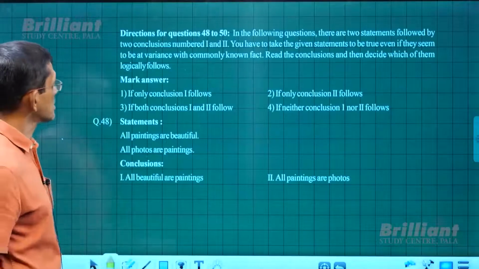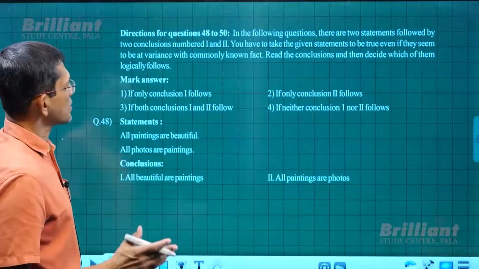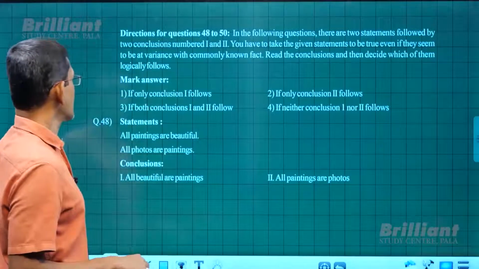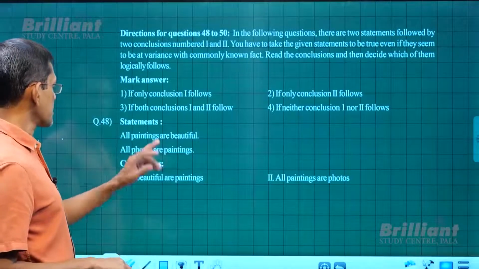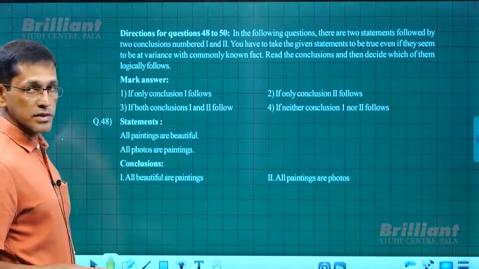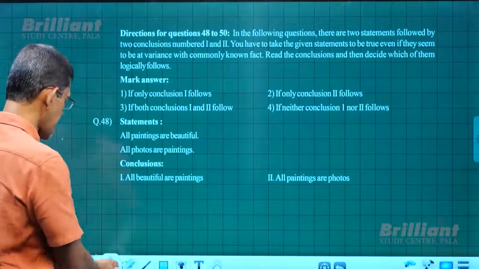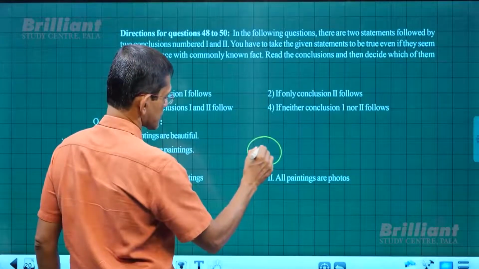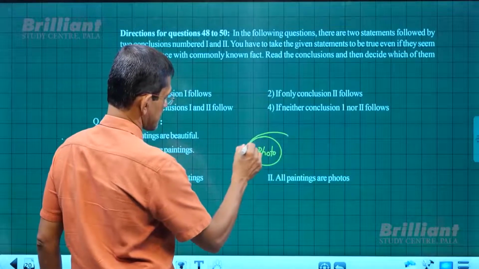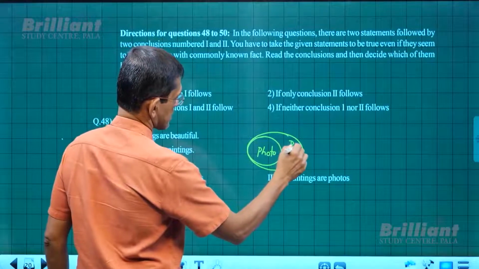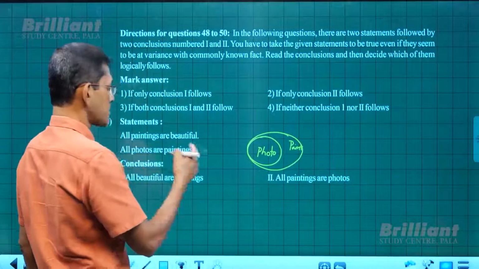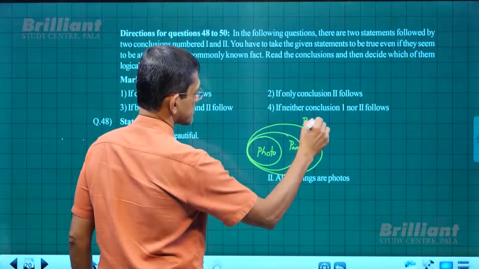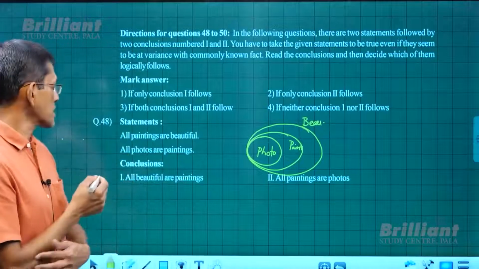Next one. These are the questions we call syllogism questions or deduction type of questions. Let's take a look at this. All paintings are beautiful, all photos are paintings. And we have two conclusions. Let's draw the diagram. All photos are paintings, and all paintings are beautiful. So this is what is given to us.